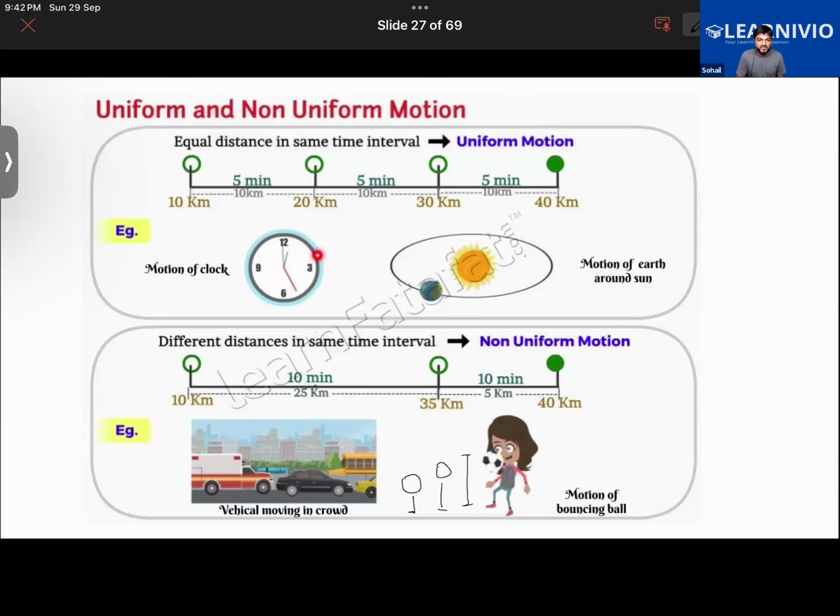In nature, we have some examples like the motion of the clock. In the given period of time, a fixed distance will be covered by the hour hand or the minute or the second hand. Take the example of the motion of the earth around the sun and on its axis. That is also uniform motion. You guys tell me, what's the exact time taken by the earth to do rotation?